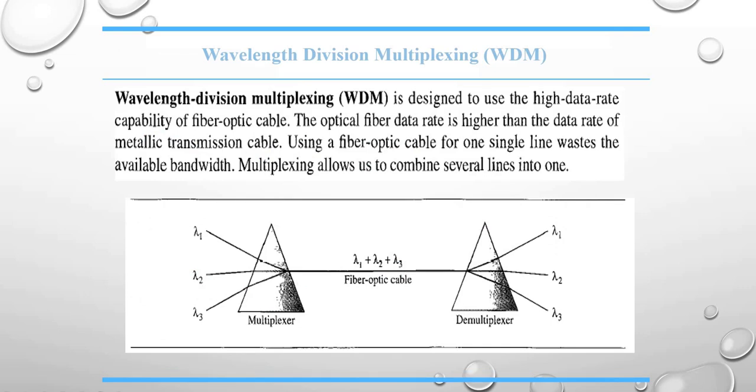Next is wave division multiplexing. It is designed to use the high data rate capability of fiber optic cable. The optical fiber data rate is higher than the data rate of metallic transmission cable. Using a fiber optic cable for a single line wastes the entire available bandwidth. So multiplexing allows us to combine several lines into one. Here the multiplexing is similar to a prism, in which the input signals are combined, and then another prism is used for demultiplexing the combined signals.